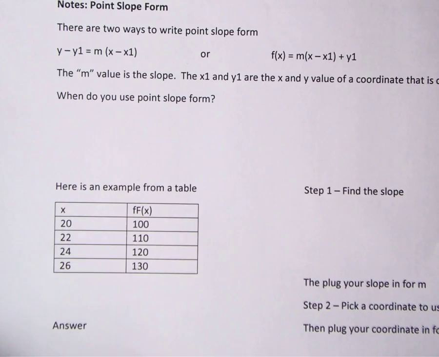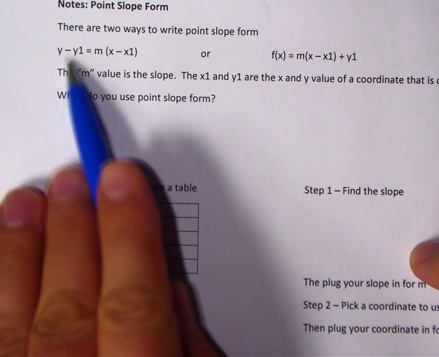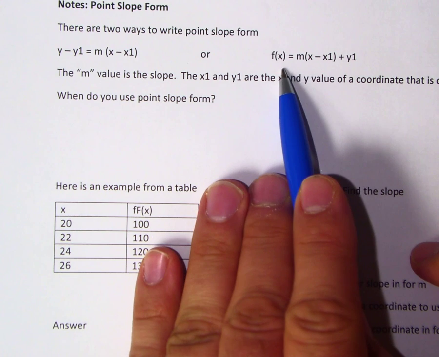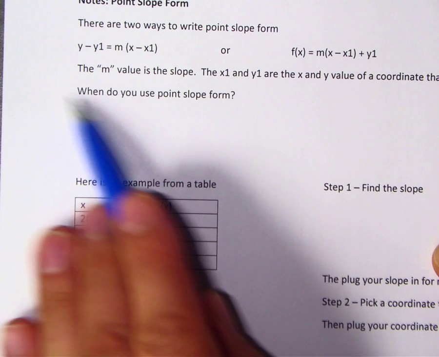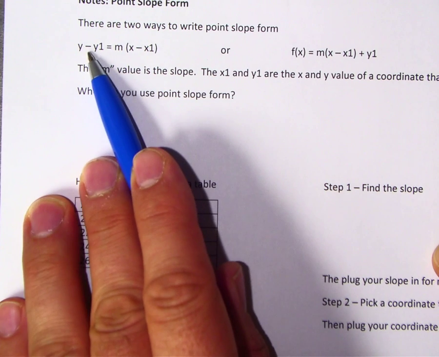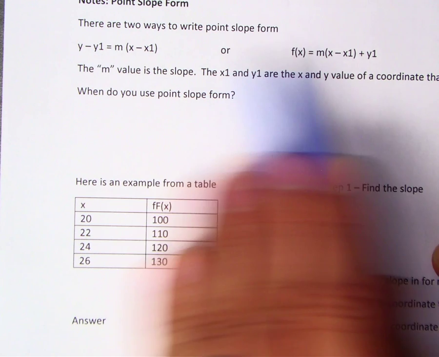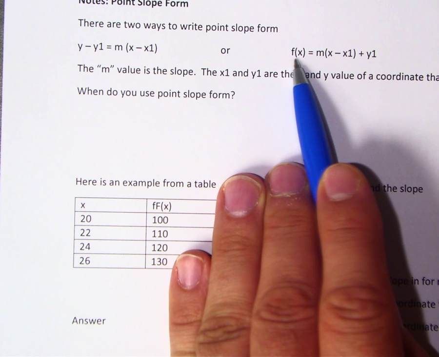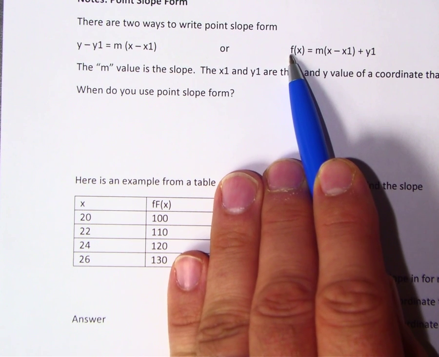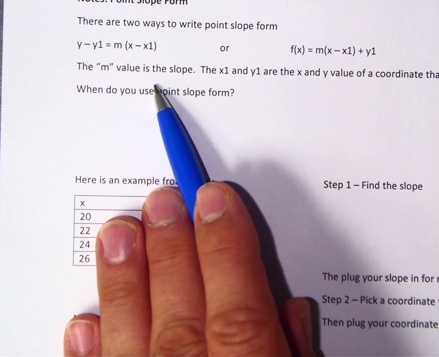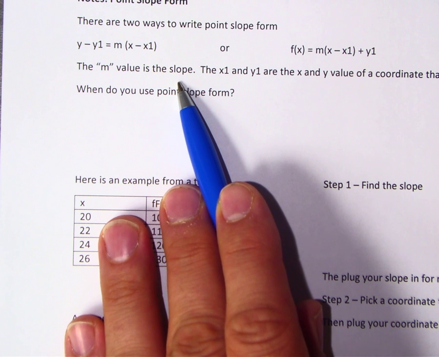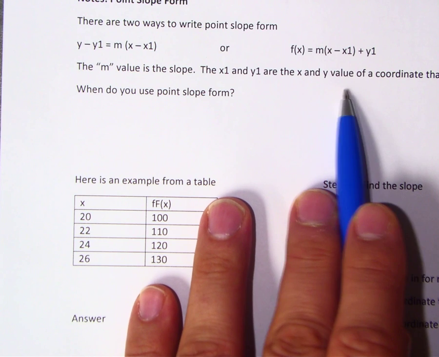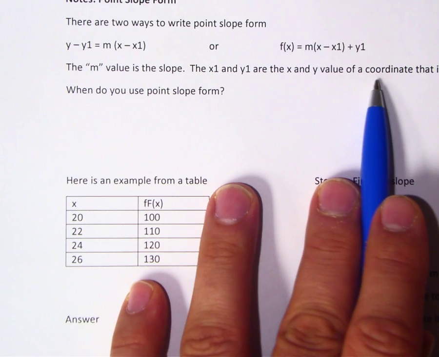use it. So first of all, there are two ways to write point slope form. This way right here and this way right here, which you hopefully notice are really basically the same thing, except for on this one right here, we've got the y1 over here, subtracting, and on this one, we added the y1 on the right. We also wrote this one as a function because now we can type it into our calculator. The m value is the slope, just like it is in y equals mx plus b. The x1 and y1 are the x and y values of any coordinate that's on that line.